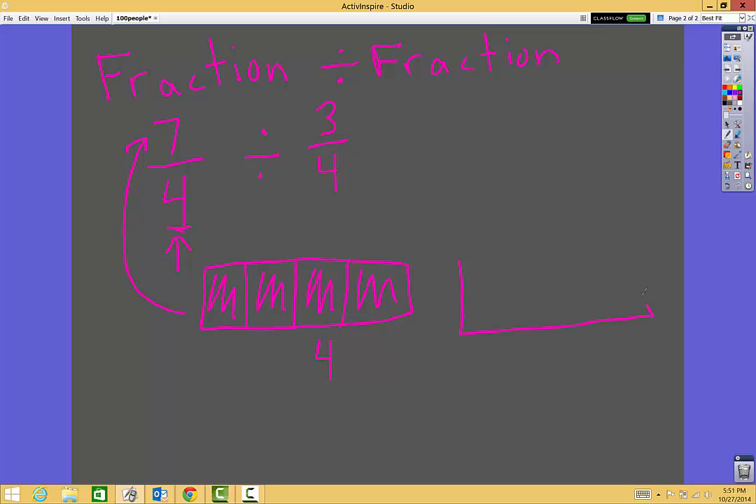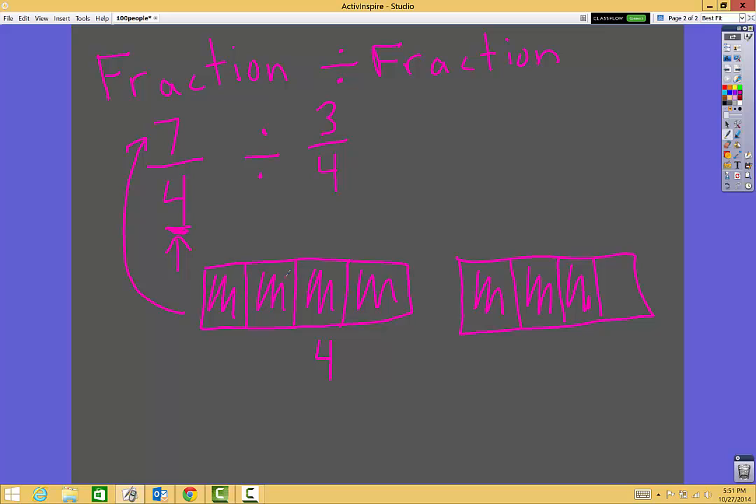Well, I'm going to make another fraction bar, and again, I divide into 4ths because that is my denominator, and I'm going to keep filling in until I get 7. So I have 1, 2, 3, 4, 5, 6, 7. So now I know I have 7 parts. That is my numerator. It tells me how many pieces I have.